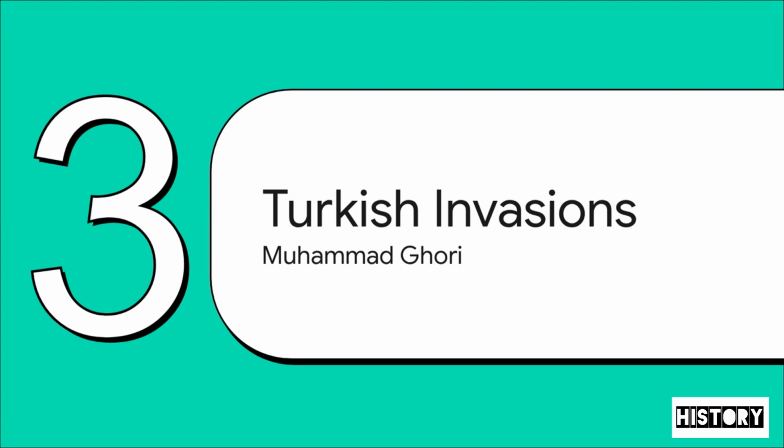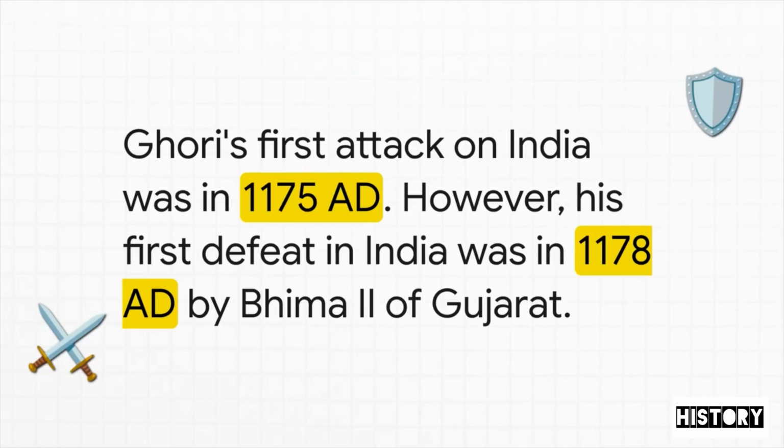Okay, let's move on to our third major figure, Muhammad Ghuri. And you'll see his objective was completely different from Ghaznavi's. Right, so unlike Ghaznavi, Ghuri's goal wasn't just to raid for wealth. No, he wanted to establish a permanent empire here. His first attempt, though, wasn't successful. He was actually defeated in 1178 AD by Bhima II of Gujarat.